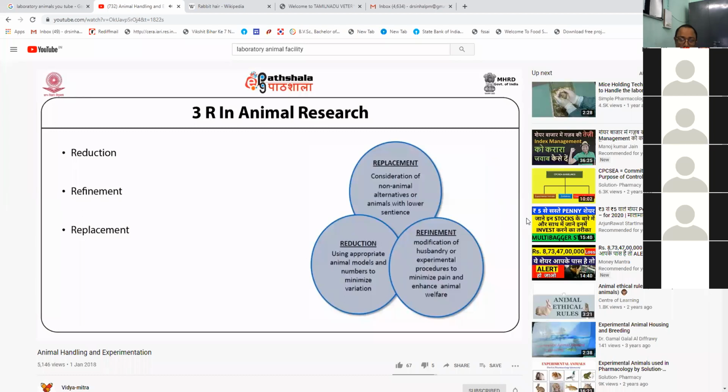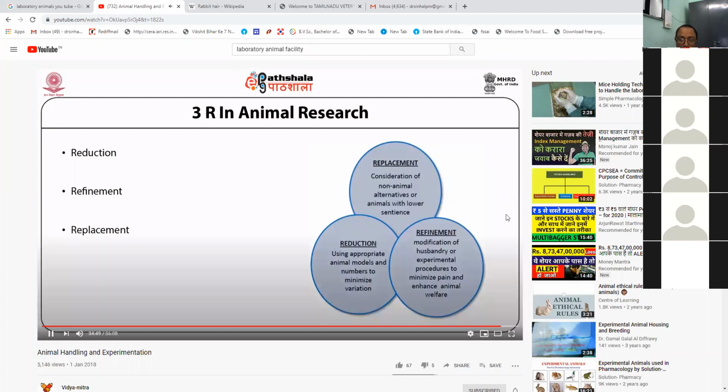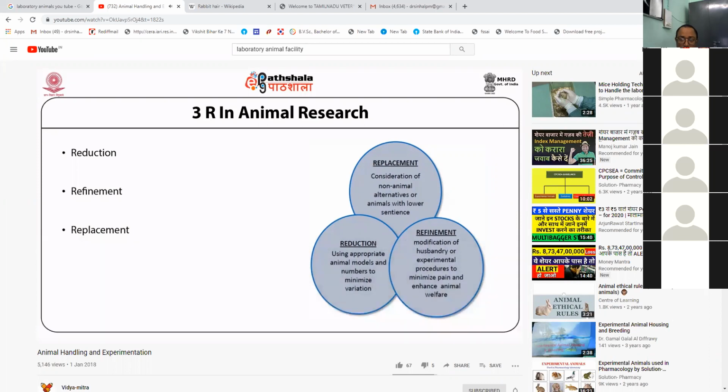The second thing is replacement: consideration of non-animal alternatives or animals with lower sentience. So it is better to use in vitro experiments if your results can be obtained that way, or small animals like mouse or rat, rather than going for primates or large animals. This is really helpful to replace the animals. And refinement.